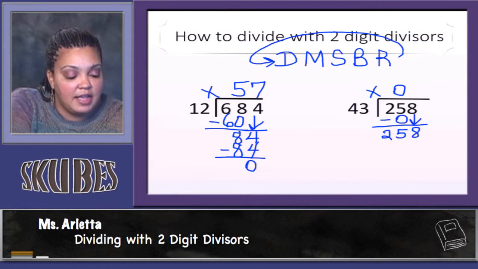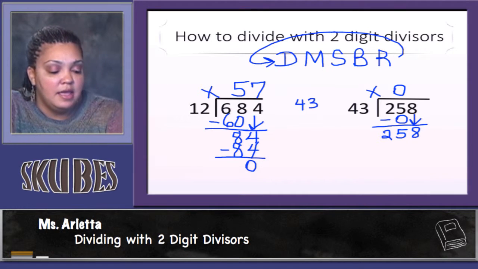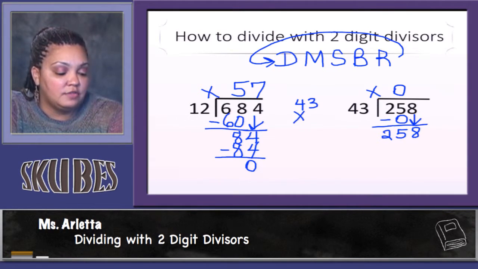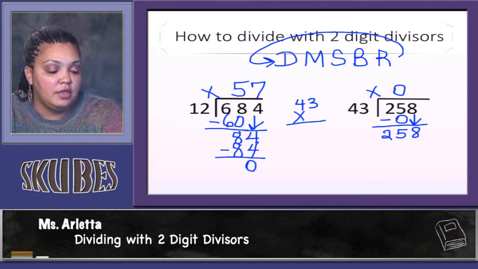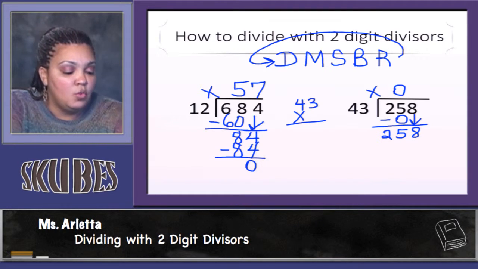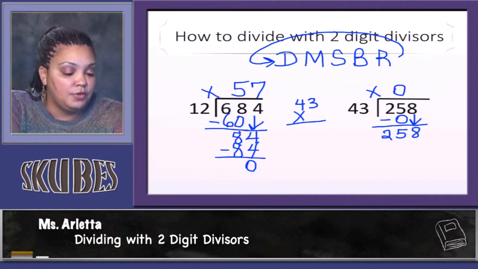So we'll take that divisor of 43 and we'll multiply it by, we will guess and check. So we'll guess a number. I know, and you know, that 40 times 6 is 240. 40 times 7 is 280. So let's go with our 6, because 280 is greater than 258 and we're focusing on dividing by that 258.